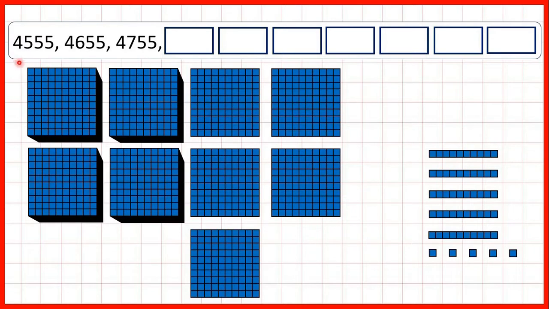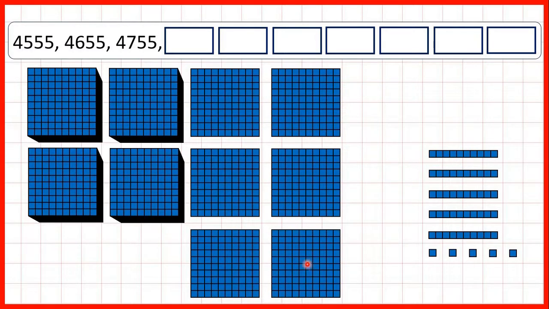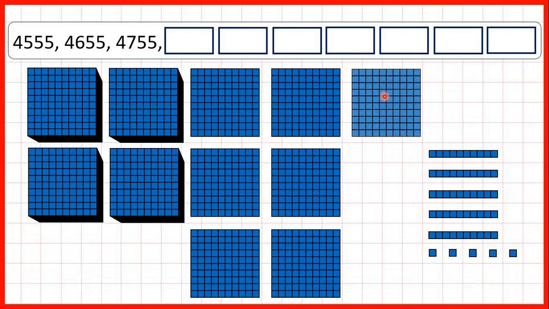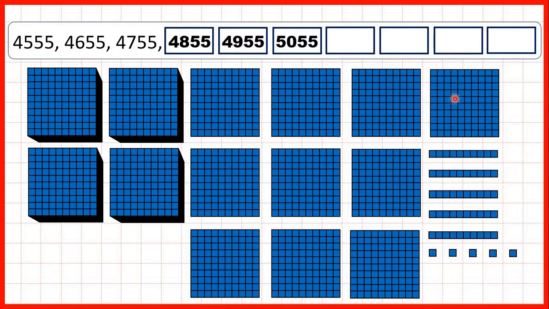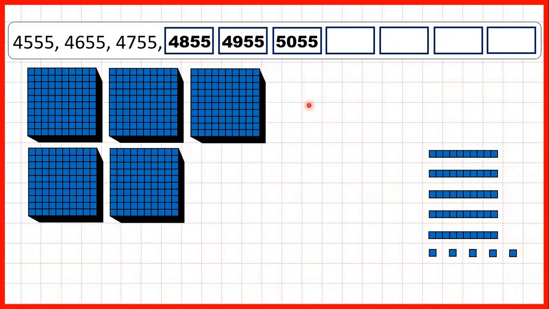So now, let's count in hundreds from 4555. So we can see 4 thousands, 500s, 5 tens, and 5 ones. Then we have 4655, 4755, and then if we keep on counting in hundreds, after 4,955, we will have 5,055. That's because now that we've got 10 hundreds, we can exchange those for one extra thousand.